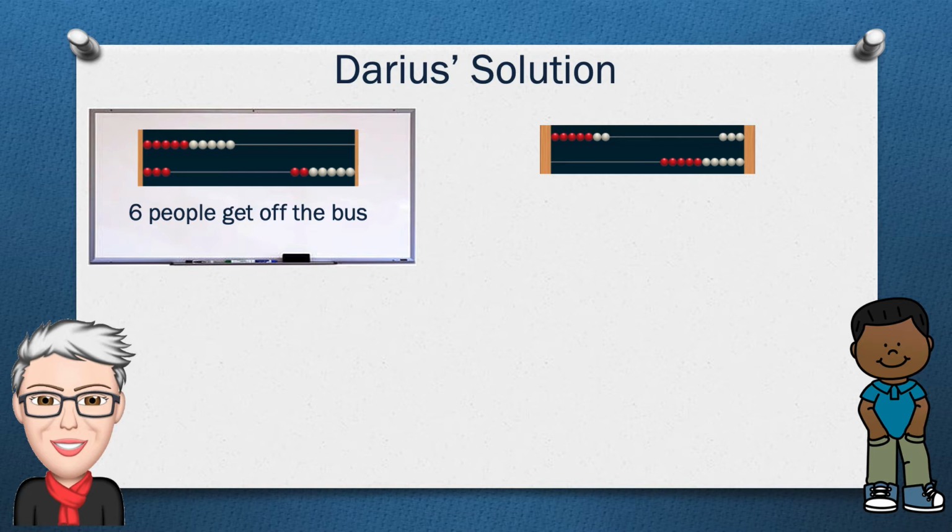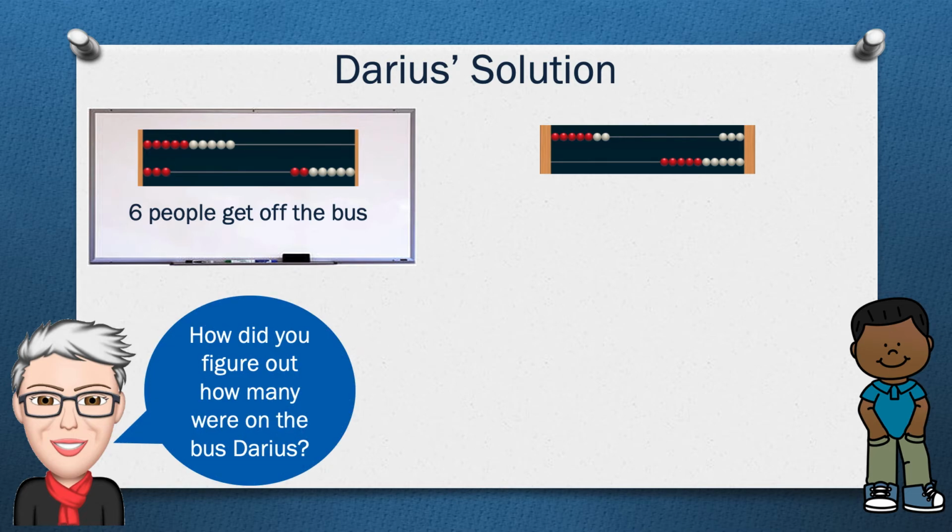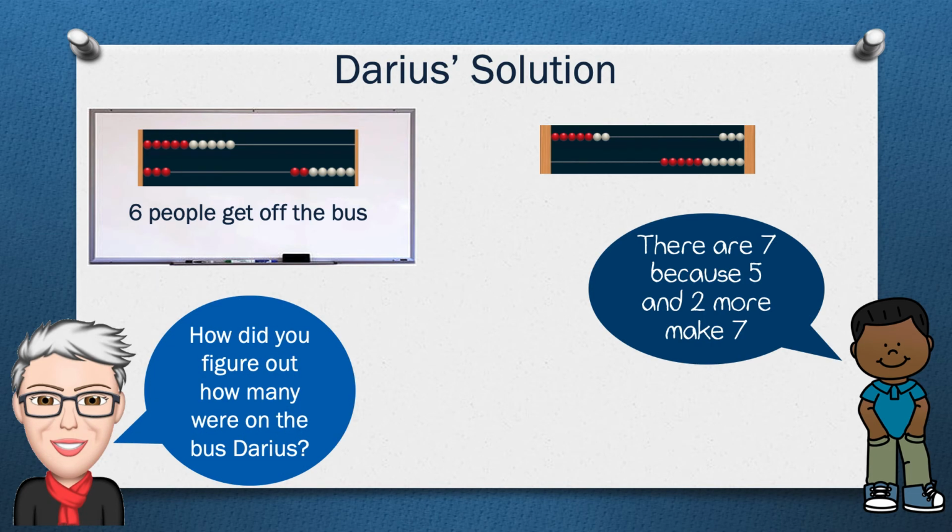Darius moved the beads on the bottom to the right. That is, he emptied the bottom and he moved 3 beads on the top from the left to the right. Darius's rack looks like this. When called on to explain how he moved the beads, how many people are on the bus now, and how he figured it out, what might Darius say? The resulting configuration of 5 red beads and 2 white beads on the top will be relatively easy by now for everyone in the class to figure out as 7. Darius might say there are 7 because 5 and 2 more make 7.